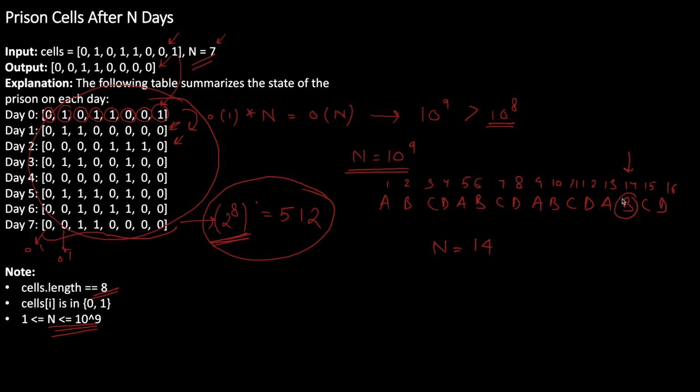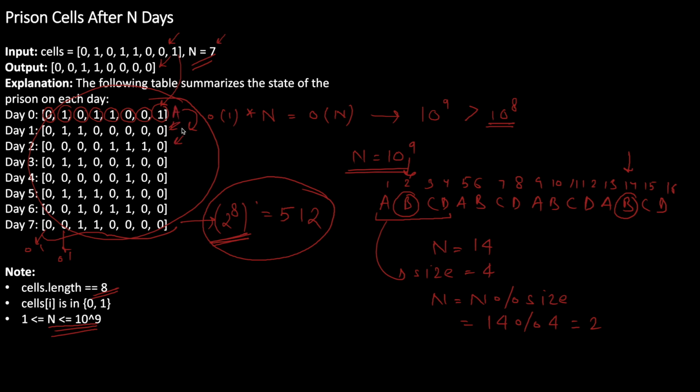The other way is, since we know this is a repeating series, ABCD is repeating, and the size of the window is 4 over here. So what you can do is modify n as n modulo size, which is 14 modulo 4, equal to 2. So you can simply go to the second position, find that this is B, and return B. A similar thing we are going to do over here.